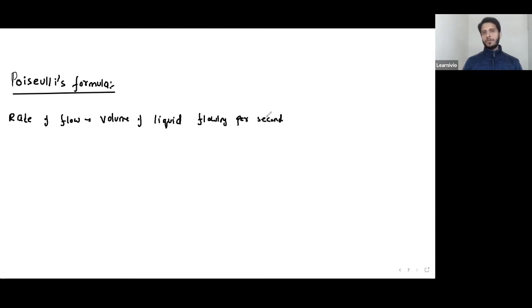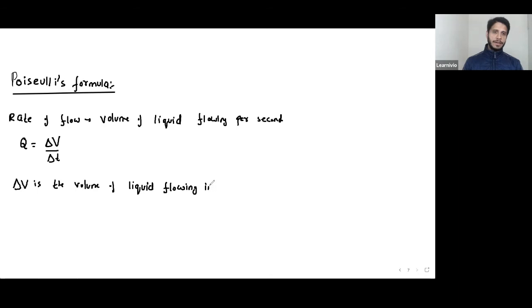Let's say 10 meter cube of liquid flows through a pipe in 1 second, then the rate of flow is 10 meter cube per second. So you can represent rate of flow by Q and you can write this as delta V over delta T, where delta V is the volume of liquid flowing in time delta T. So the volume of liquid that flows through the pipe in delta T time is delta V over delta T.